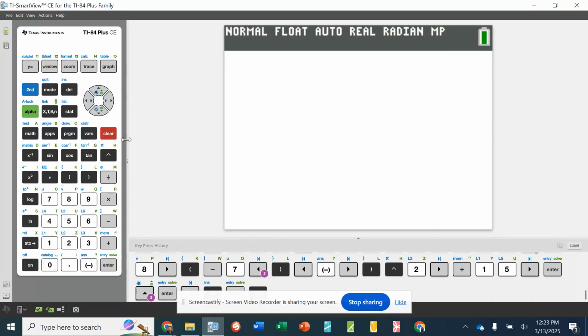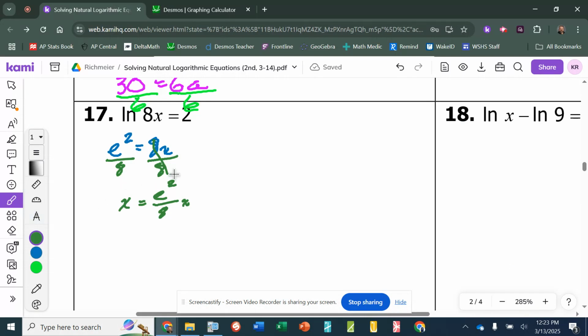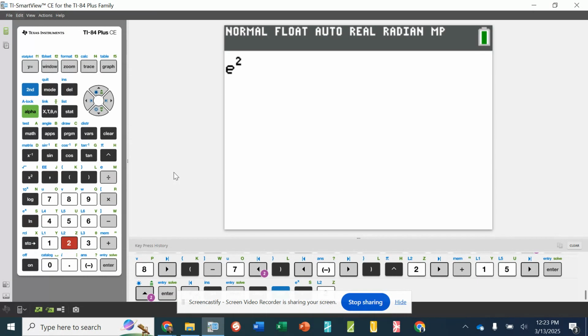All right. So on the calculator, I have the e. If you notice, if you press second, and then the natural logarithm key, you can see above it, it says e raised to the x power. So that's what we're going to do. We're going to select that one. And then it needed to be squared and then divided by 8. There we go. So now I'm going to divide by 8.